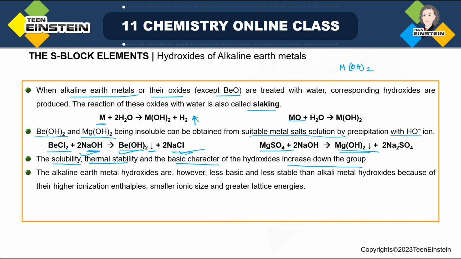Alkaline earth metal hydroxides are, however, less basic and less stable than alkali metal hydroxides, and that is again expected because of their higher ionization enthalpy. That means group 2 elements have higher ionization enthalpies compared to group 1. They also have smaller ionic size and greater lattice energies. So these are the reasons why they are less basic and less stable compared to the alkali metal hydroxides.